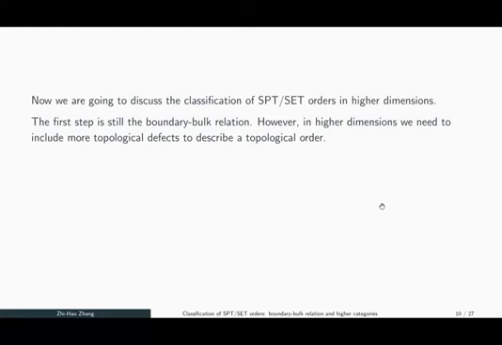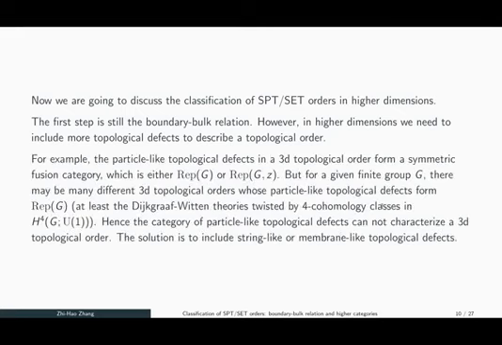Okay, so now we are going to talk about the classification of SPT or SET orders in higher dimensions. So the first step is still the boundary-bulk relation. But in higher dimensions, we need to include more topological defects other than the particle-like topological defects to describe the topological order. For example, if we consider a 3D topological order, the particle-like topological defects can be fused in 3 different directions. So they form an E3 algebra, that is a symmetric fusion category.